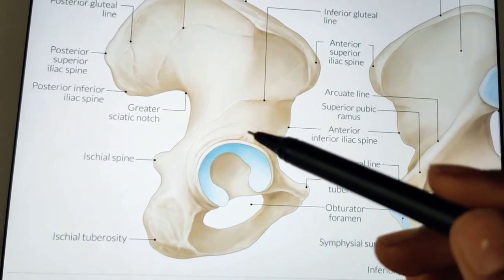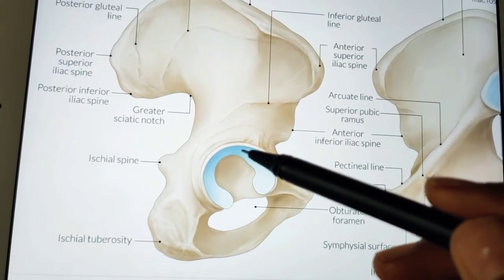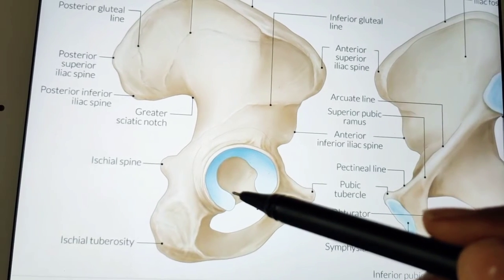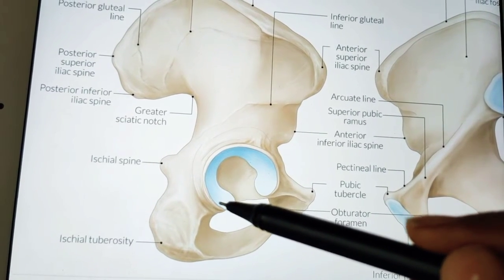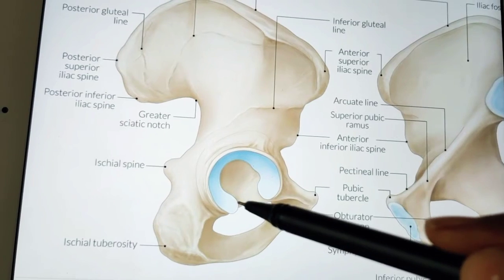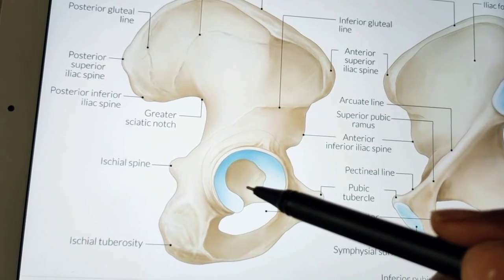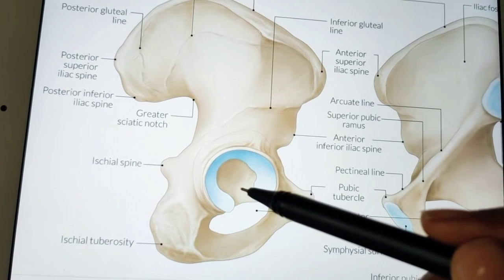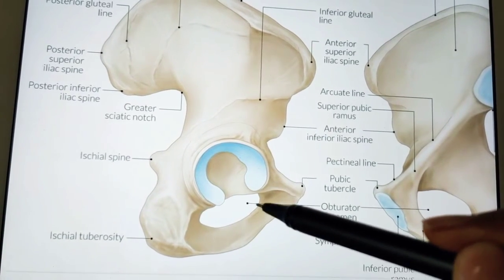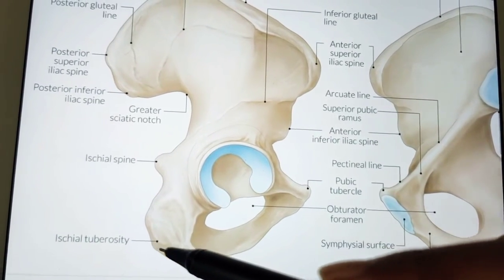And from above downwards, it presents a convex surface adjoining the acetabulum, a wide shallow groove and the upper part of ischial tuberosity. So it's a wide shallow groove and the upper part of ischial tuberosity.